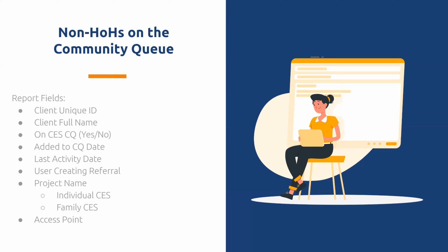Non-head of household on the community queue. Head of households should be the member that has an assessment and is referred to the community queue. So these are the fields you will find on this report. It will be identifying clients that are not head of household in their CES enrollment. An important field to review is checking if they're on the community queue. Yes would be that they are on the community queue, and the agency, the user that created the referral and the access point that's working with the client.